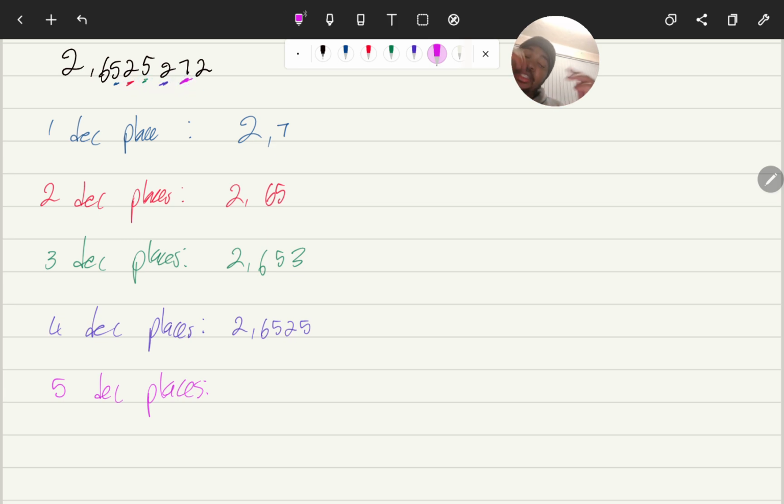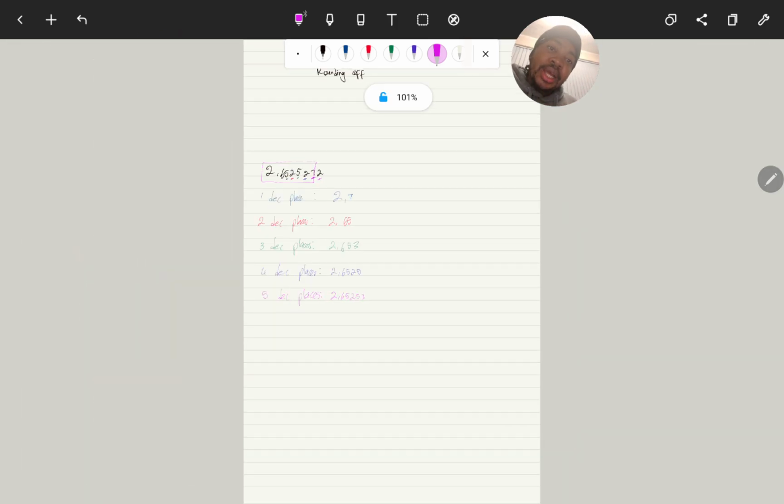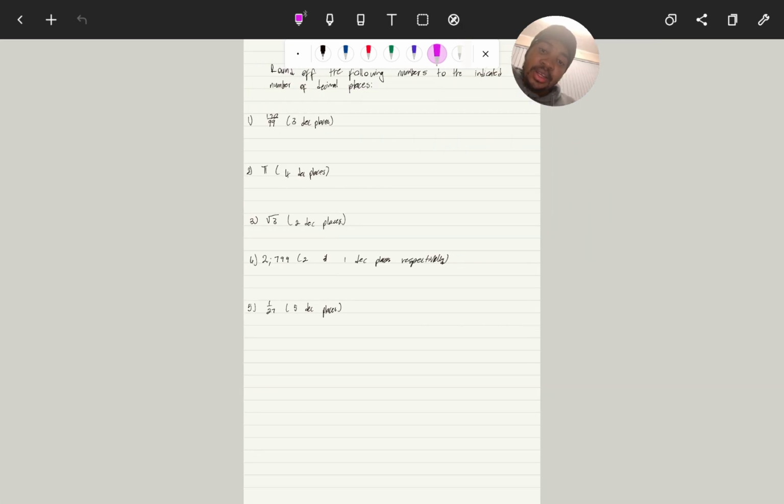Here's our 6th number, which is 7, being greater than or equals to 5. So the number before 7 increases by 1. So you have 2 comma 6 5 2, and then you have 2 6 5 2 5 3. You understand? And if we go to 6 decimal places, 2 is below, so it's going to be everything from here up until here. Just like that, we understand what rounding off is, right?